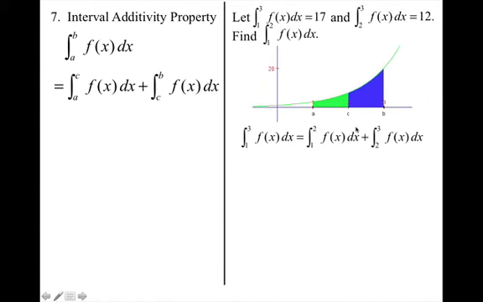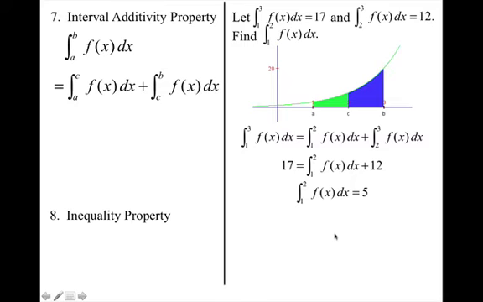So to do that, if we were to set up an equation similar to what we have in the property, we have the total area equal to the sum of each of the little pieces of the area. Well, I know that this is 17, and I know that this area is 12, and I want to find the area from 1 to 2. So basically, I'm just going to take my total area and subtract 12 from it to give me an area of 5.